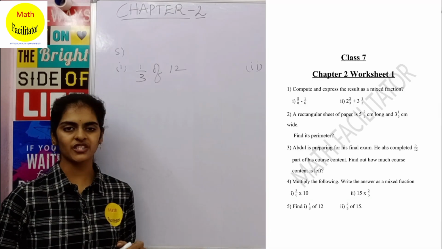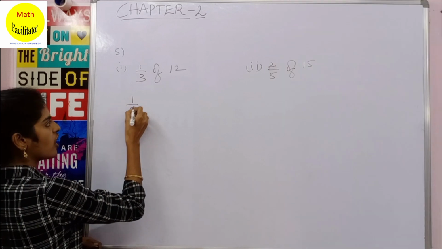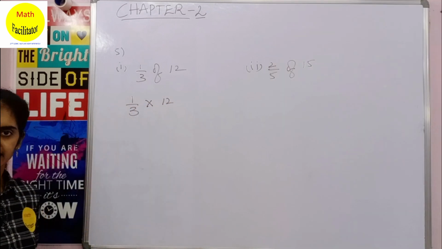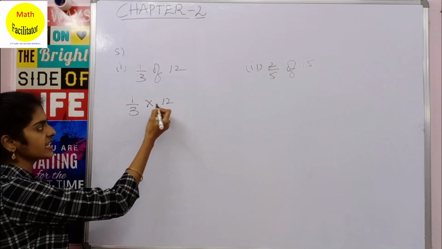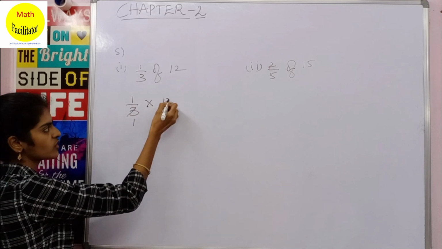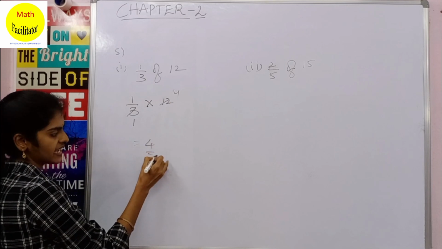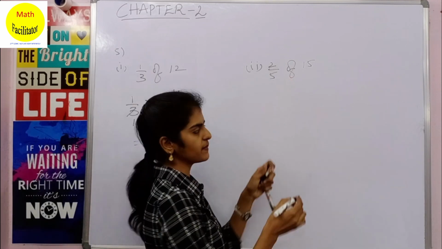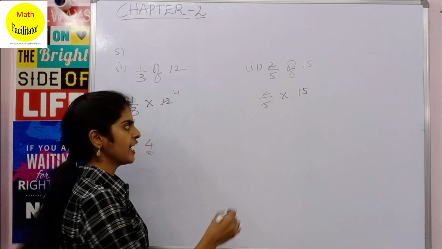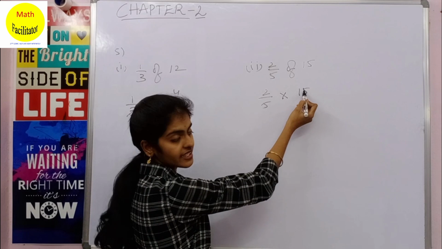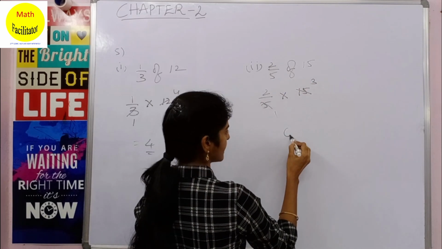Clear? Moving on to the next question, you have to find 1 by 3 of 12. Always remember, of is nothing but multiplication. So 1 by 3 of 12. Here you have 3 in the denominator and 12 in the numerator. Now you know 3 fours are 12. So cancelling, you have 1 into 4 is 4. So always, of is nothing but multiplication. So here also it is 2 by 5 of 15, which means into 15. You have 5 in the denominator and 15 in the numerator. So 5 ones are 5, 5 threes are 15. So 2 into 3 is 6.